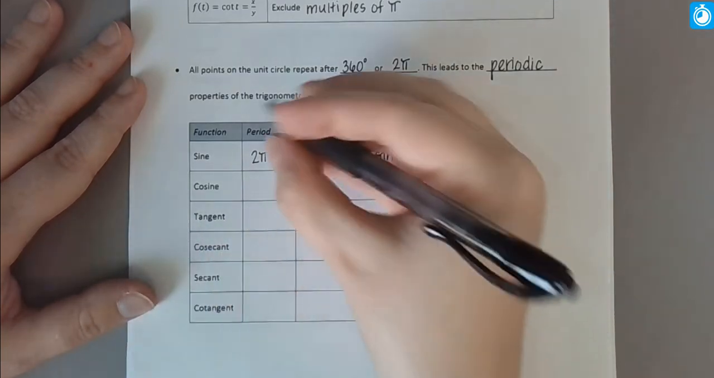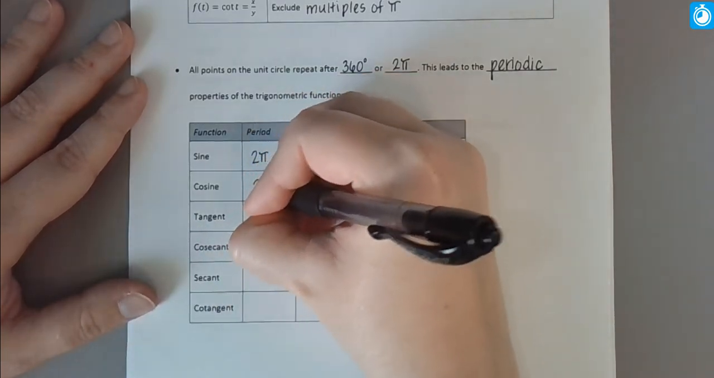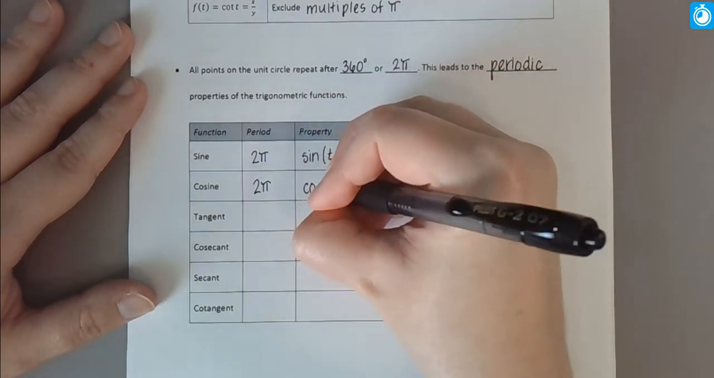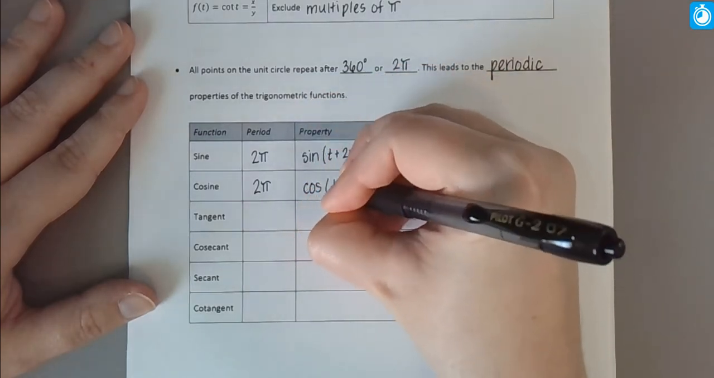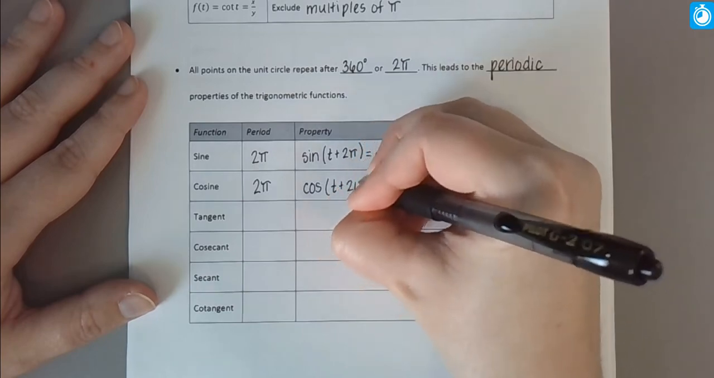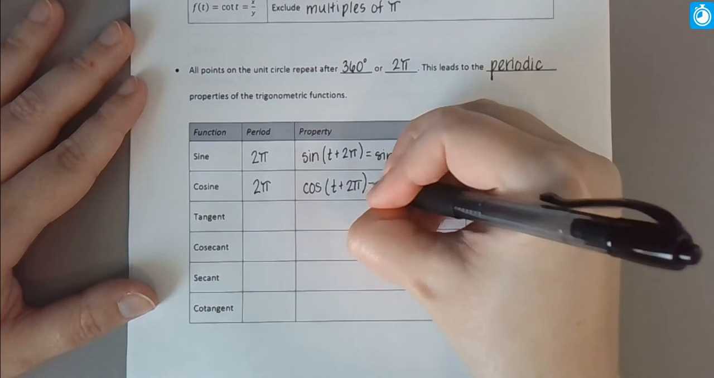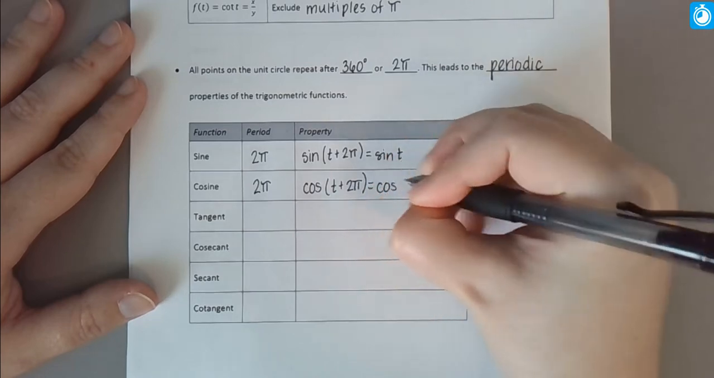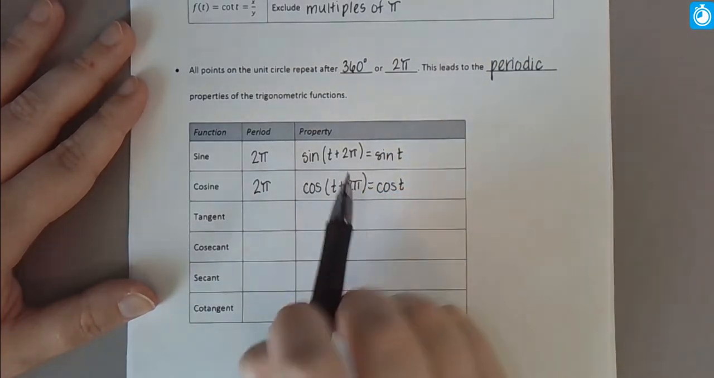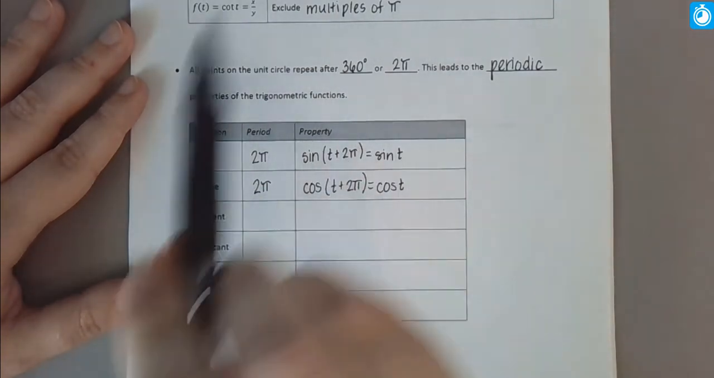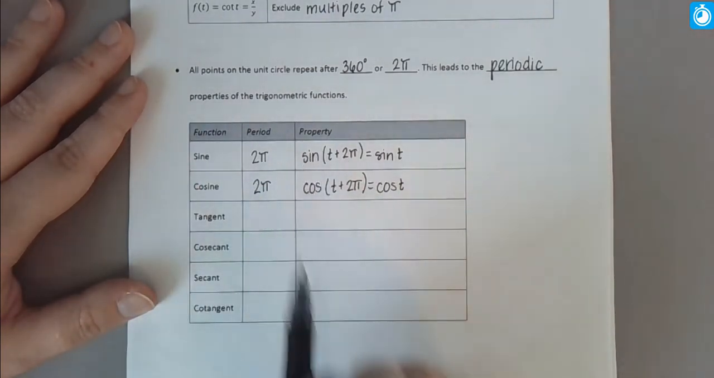Now cosine also has a period of 2 pi. Cosine also repeats in essentially the same way. So same kind of property. The cosine of some value plus a full rotation is going to be the same as the cosine of that original value. In other words, adding or subtracting multiples of 2 pi, full rotations, don't change the value we get for sine and cosine. They take us back full circle.